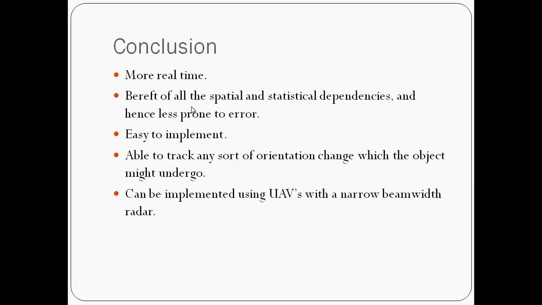So yeah, the Doppler effect helps to define the search area much more effectively and much more accurately. It is very easy to implement. You just need the Doppler shift and you can search the object, and it is able to track orientation change which the object might undergo. As I told you, it can model any kind of directional changes because the Doppler shift changes according to the direction, and if you model the angle of arrival, you have a much higher resolution. And it can be implemented using UAVs with a narrow beam width radar, which is our task.